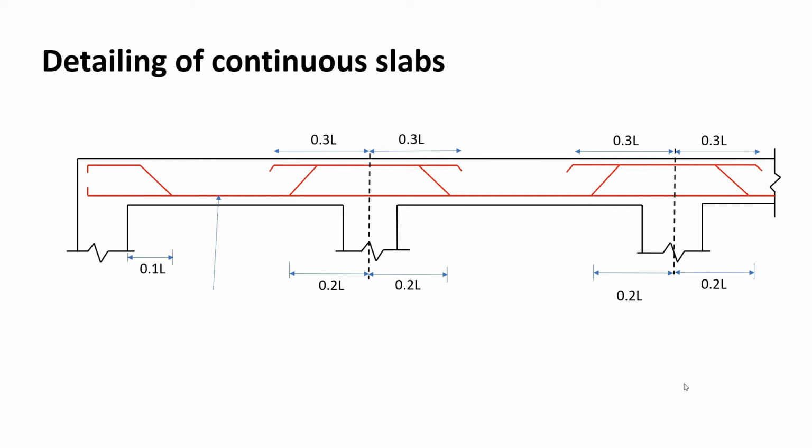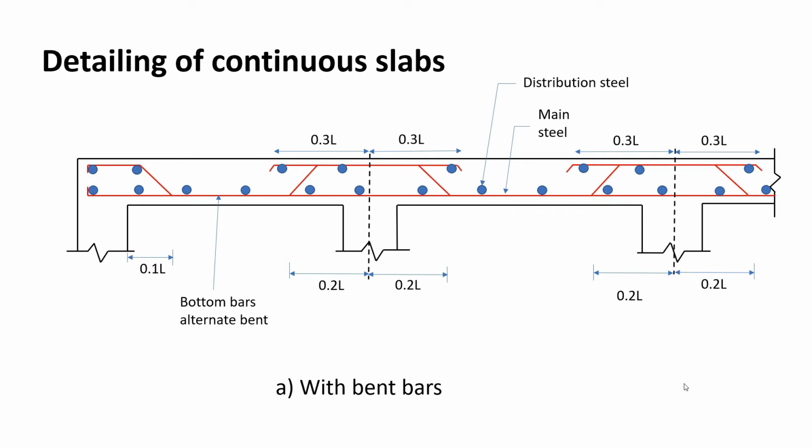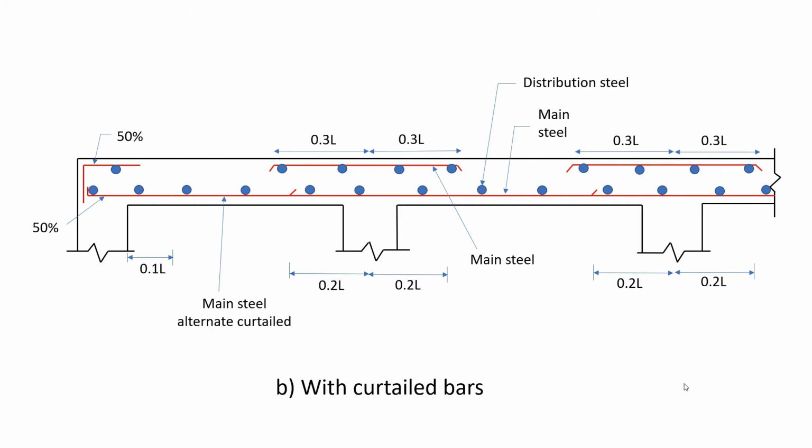The steel which is provided at the bottom parallel to the shorter span of the slab is called the main steel, while the steel perpendicular to the main steel and provided parallel to the longer span of the slab is called the distribution steel. If we cannot provide the bent up bars, then we have another alternative of providing curtailed bars. In this, the bars can be curtailed at a distance of 0.1 L from the face of the simple support and 0.2 L from the center of the continuous support.